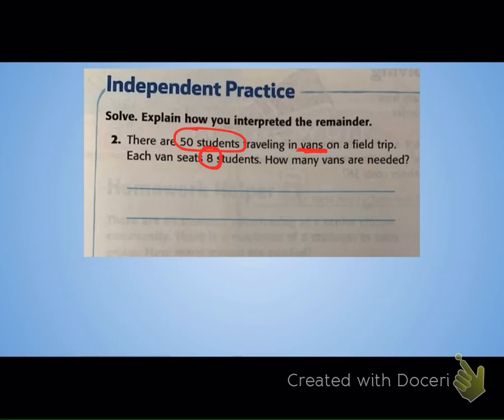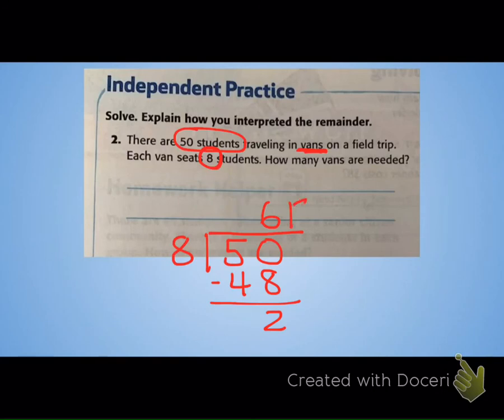So let's go ahead and divide these students. Let's do it right here. So if I have 50 students, I'm dividing them by 8 because that's how many can fit into each van. Go ahead and divide here. 8 times 6 is 48. I subtract, I get 2. So I have 6 remainder 2. So let's interpret this now. So what does this 6 mean? This is the number of vans, right? So that's how many vans. What is this 2? This 2 is the number of students, right?